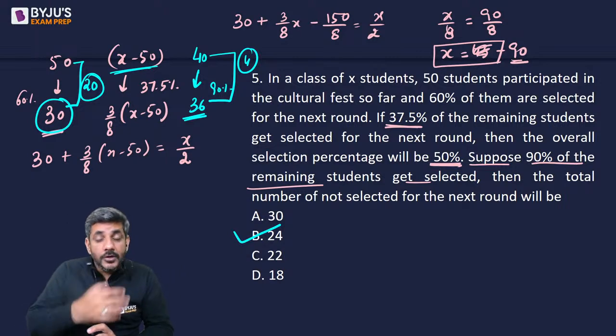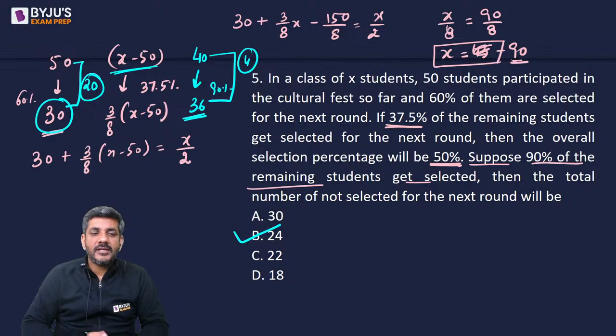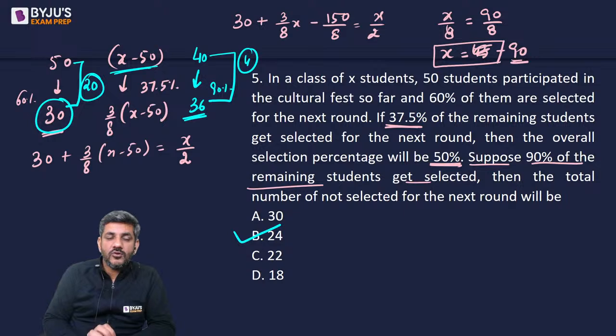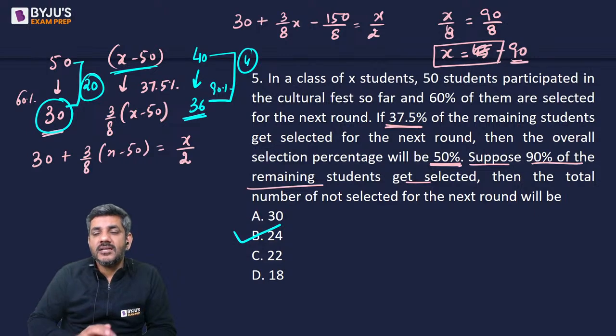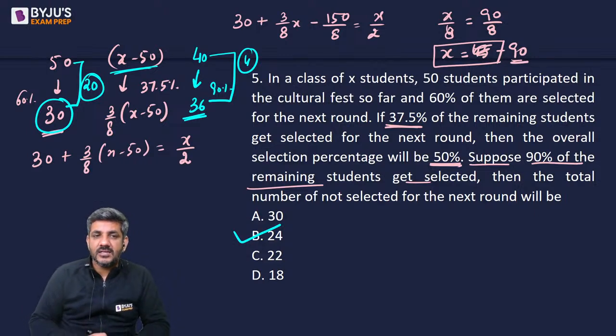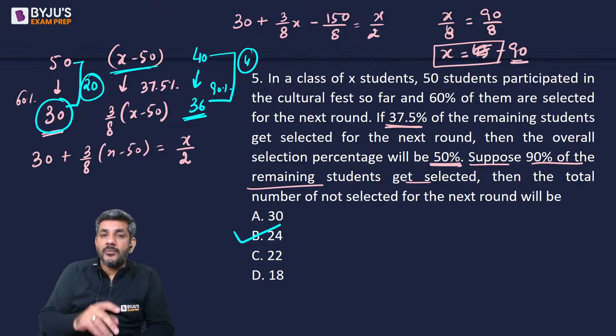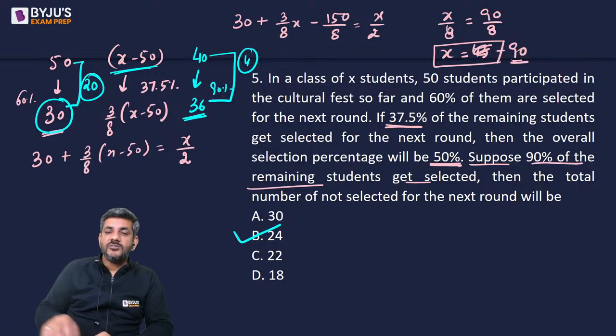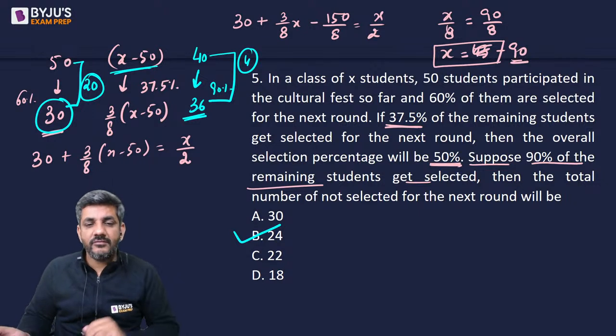The number of people not selected for the next round is equal to 24 according to this, which is the right answer now. I hope you all got it. Out of 50 students, he said 60% went to the next round, that is equal to 30. And from the remaining, if 37.5% go, then the total of these two would have become 50% of the total. So the total of these two I equated with x by 2. From that we found x and then we got the final answer.